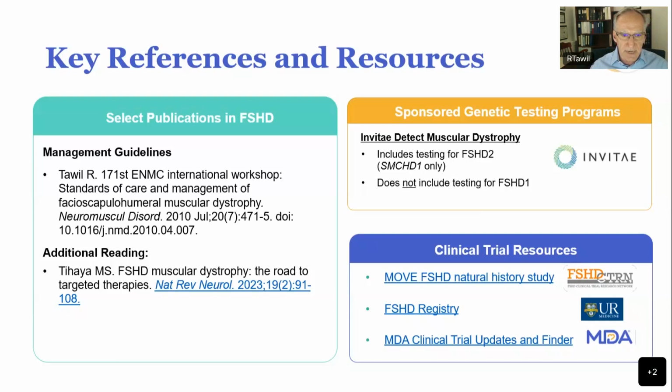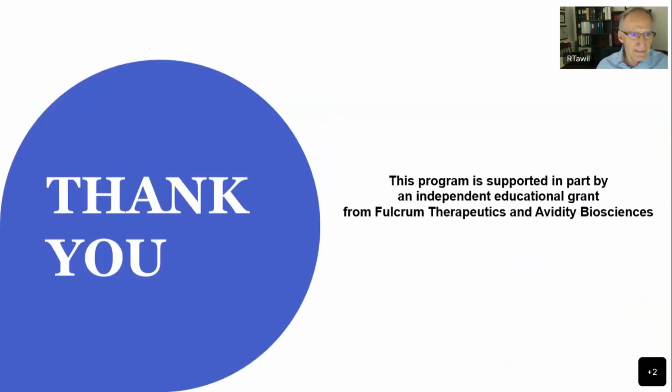And again, clinical trial resources. We talked a little bit about the registry, and if anybody wants to know more about what's going on in clinical trials, there are the NDA clinical trials updates and Finder, clinicaltrials.gov, as most of you know. Also, the FSH Society on its website will keep an updated area for what's going on in clinical trials.